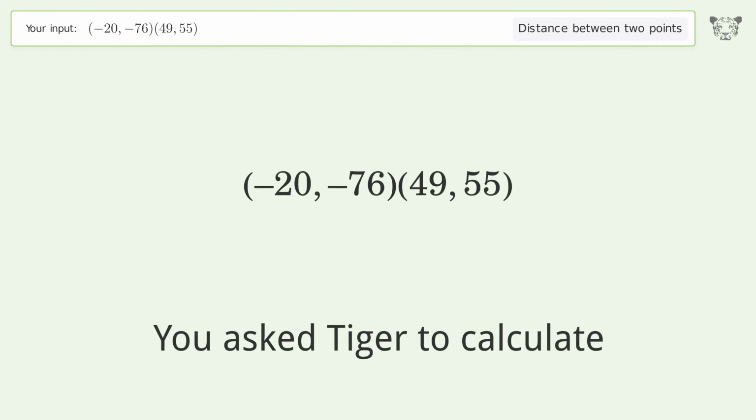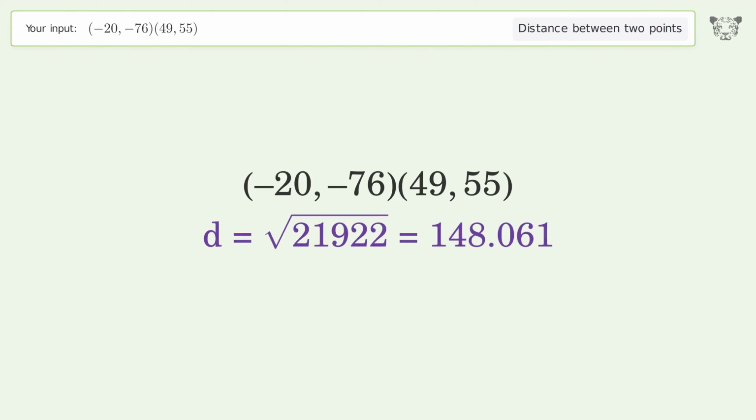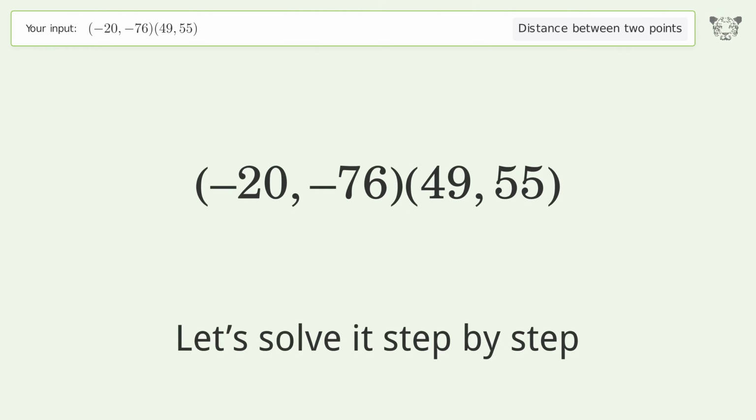You ask Tiger to calculate. This deals with the distance between 2 points. The distance between the 2 points is the square root of 21,922, or 148.061. Let's solve it step by step.